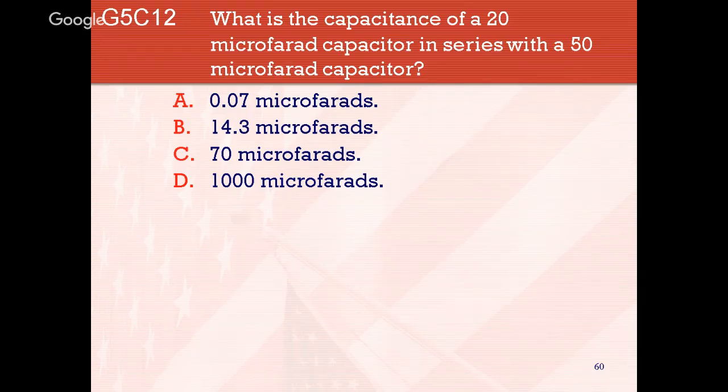When you look at this, your lowest value capacitor is 20 microfarads, and common sense will tell you that's not going to necessarily be 0.07. So the only logical answer here is B, 14.3 microfarads.